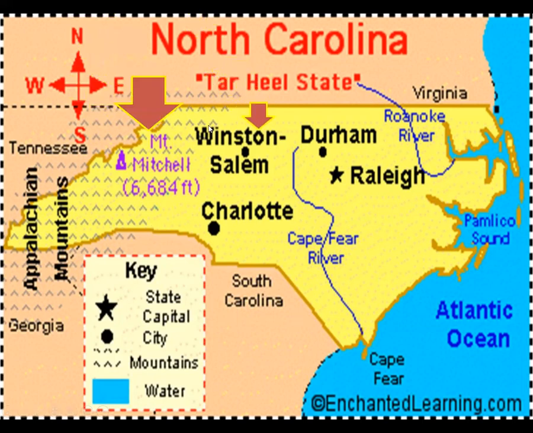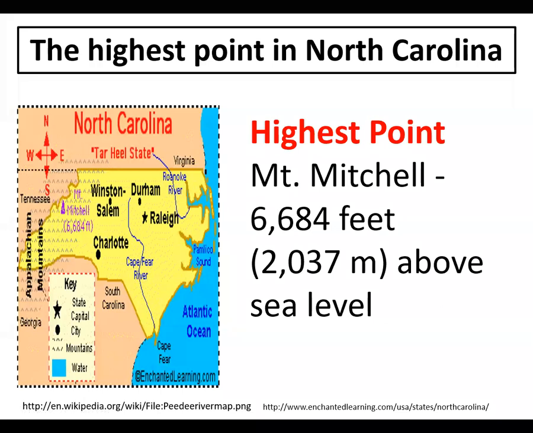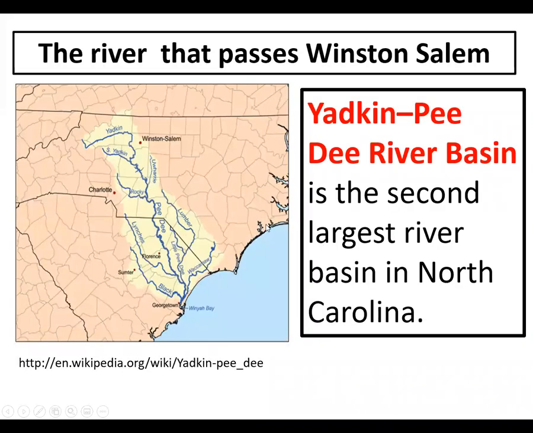Now in North Carolina, the river that passes our place, Winston-Salem, is right here. On the western side of our place, we have the highest peak of North Carolina, which is Mount Mitchell. And to the east, we have the Atlantic Ocean, of course. This is where we are. The highest point in North Carolina is Mount Mitchell, and it has an elevation of 6,684 feet above sea level. The river that passes Winston-Salem is called the Yadkin River.